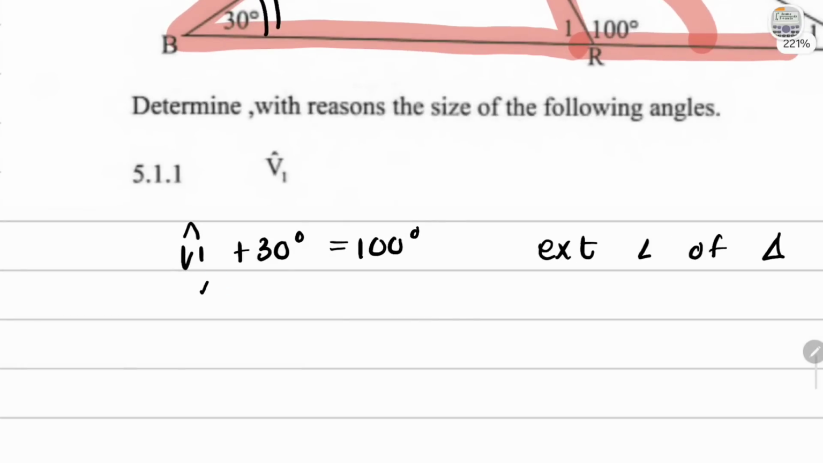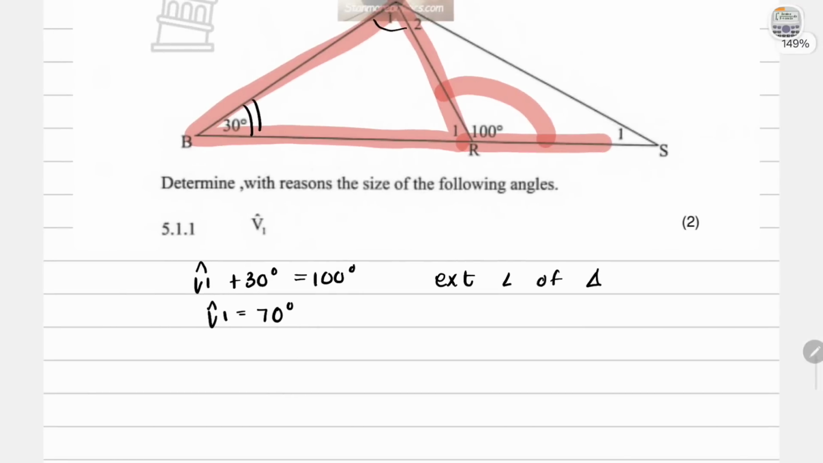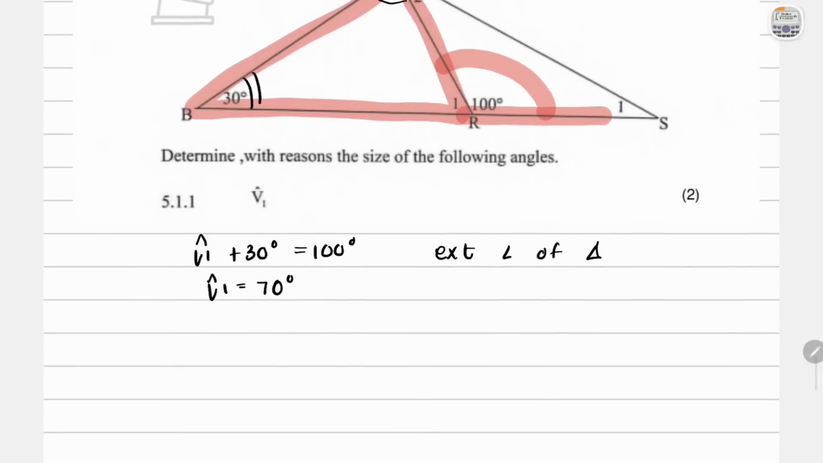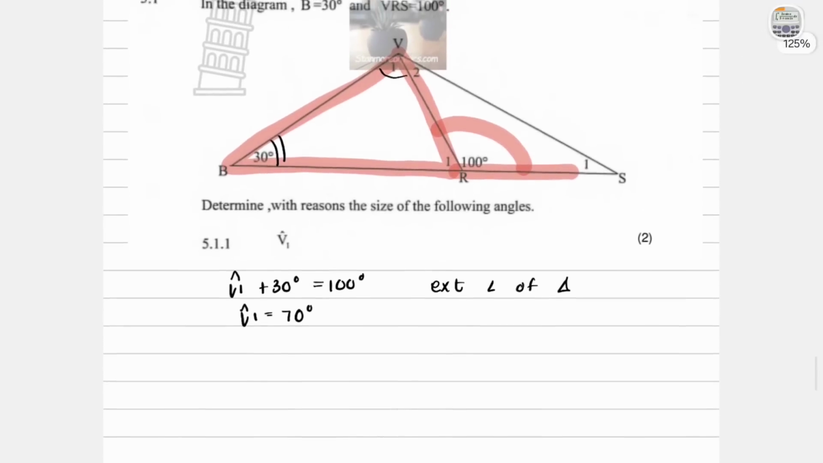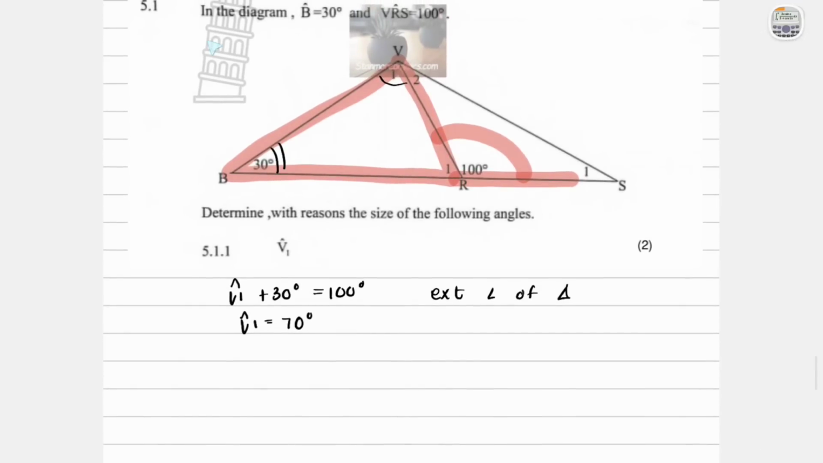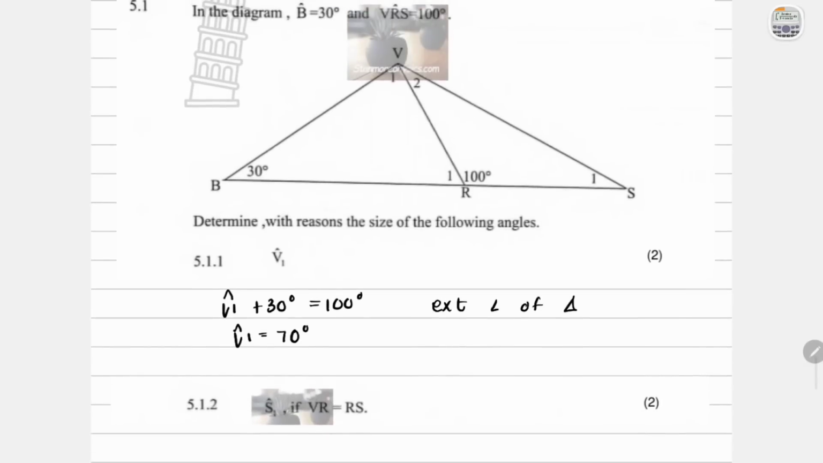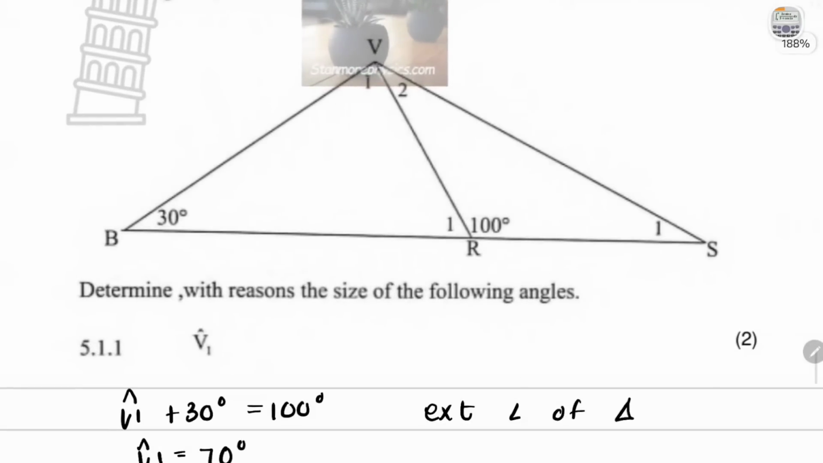Then we can just solve for angle V1. This is equal to, if you say 100 minus 30 degrees, because that comes over, you get 70 degrees. And that is our answer. Angle V1 is equal to 70 degrees. Okay, moving on to the next question. We should probably just put this down because it will be helpful. Okay, so that's 70 degrees now.